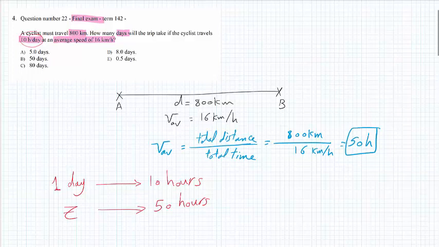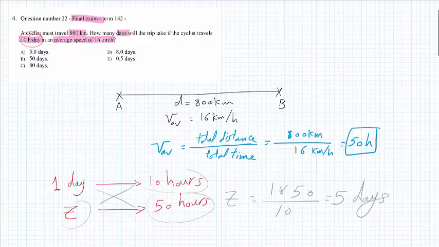So if one day corresponds to 10 hours, then Z corresponds to 50 hours. We can use this mathematical method to find Z. Z will equal 1 times 50 divided by 10. That gives us 5 days. So the right answer for this question will be 5 days.